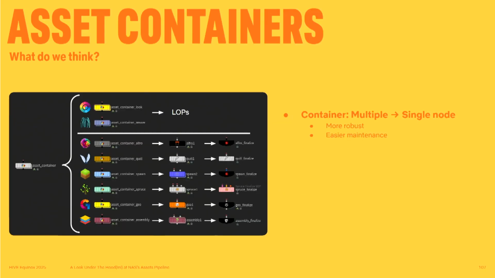And finally, for the asset container ecosystem as a whole, what do we think of that? Going from multiple container templates to a single asset container node type made it much more robust and much easier to maintain. We have much fewer tickets coming in. The separation of concern of what the container should be responsible for and what is left for the toolset nodes brings a lot of clarity both for developers working on these systems and introducing new ones, as well as for artists.